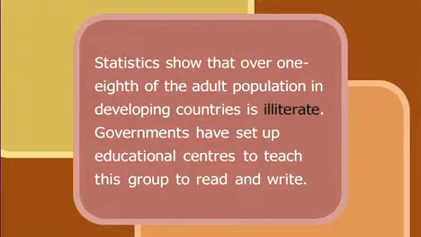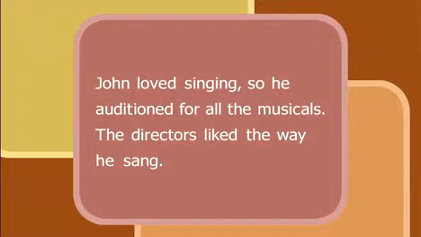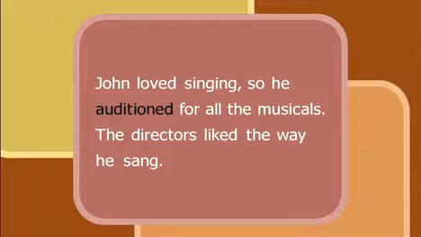Here's another one. John loved singing, so he auditioned for all the musicals. The directors liked the way he sang. What does auditioned mean? We know that John loves to sing, and he sang for directors, the people directing the musicals. So from this we can guess that auditioned means performed a song for directors to judge whether someone is good enough to be in their show.